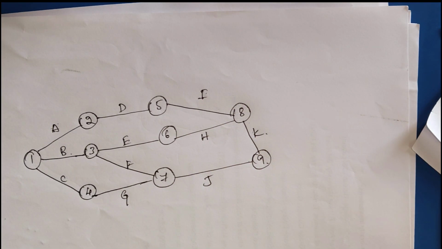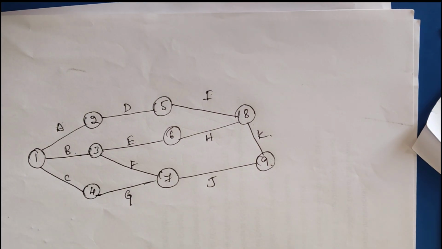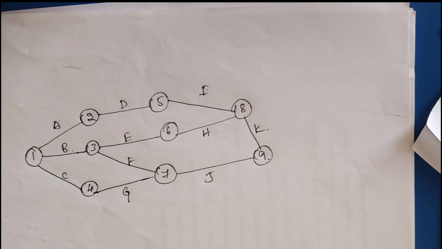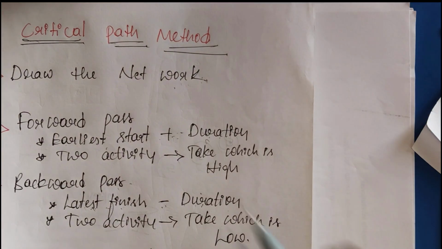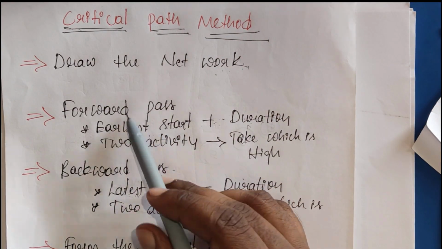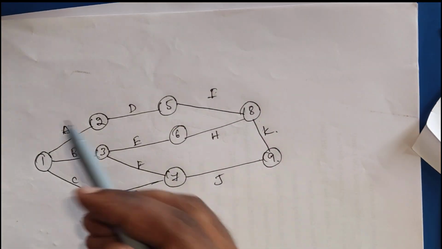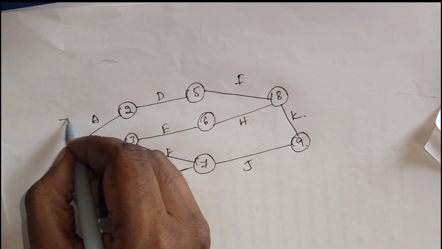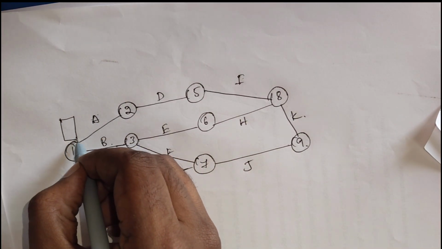Clear? Drawing the network, it's clear. And then what is the actual next step? As we draw the network, it's done. And the next step is forward pass. Forward pass. Okay, this is the actual body of the forward pass.